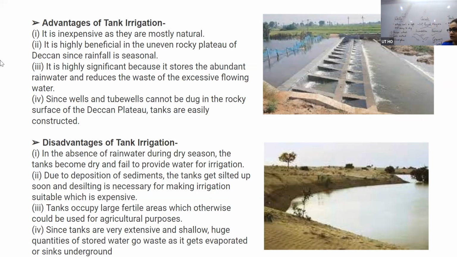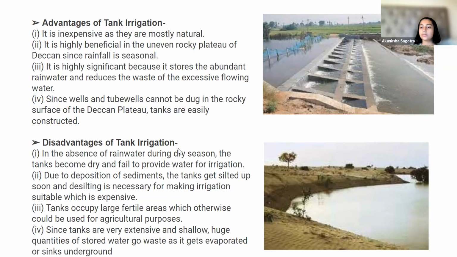Tanks occupy large fertile areas, right? You can see the amount of space that is occupied here, which could have otherwise been used for agricultural purposes, because tanks are more like horizontal. Since tanks are extensive and shallow, extensive means they are broad and they are shallow, not deep like wells, huge quantities of stored water go waste. Why? As it gets evaporated, or it sinks underground because it's just lying there. So these are the disadvantages of tank irrigation.